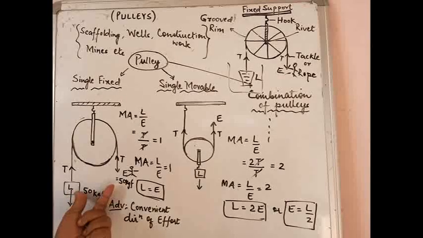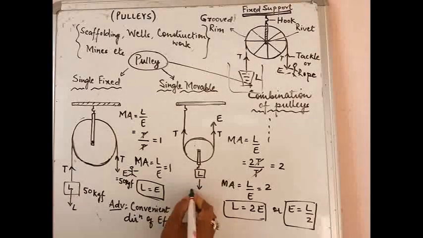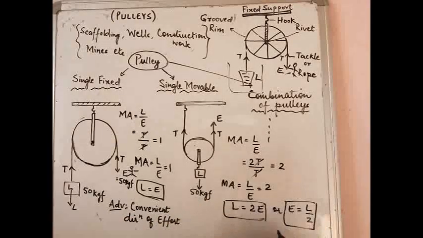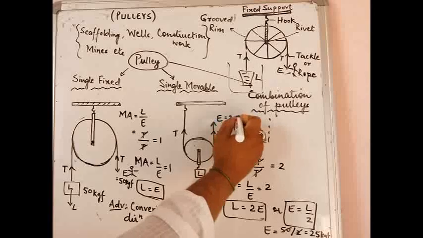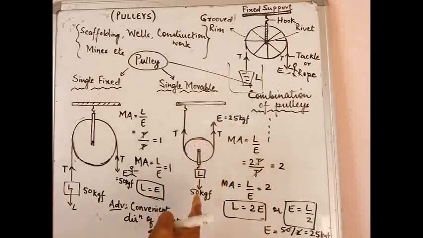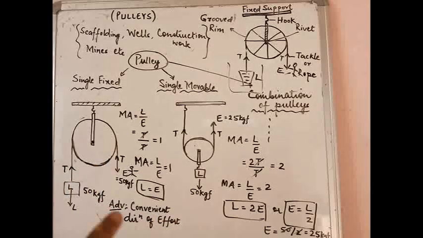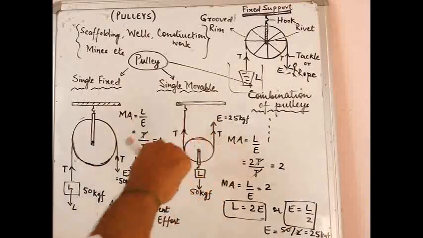Now consider the same load which was being pulled up in the first case. Suppose the load is 50 kg that you have to pull. So you put the value of L over here, and effort is equal to 50, which is load, divided by 2 according to the formula. So this comes out to be 25 kgf. If you notice, the effort has come out to be 25 kgf, which is actually half of the load. So what is the big advantage that you have over here in a single movable pulley?